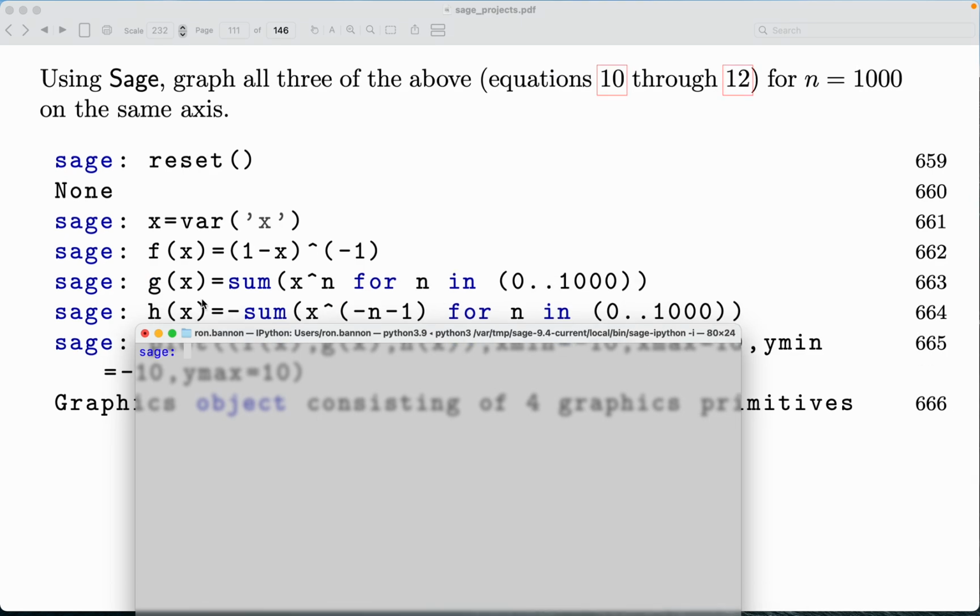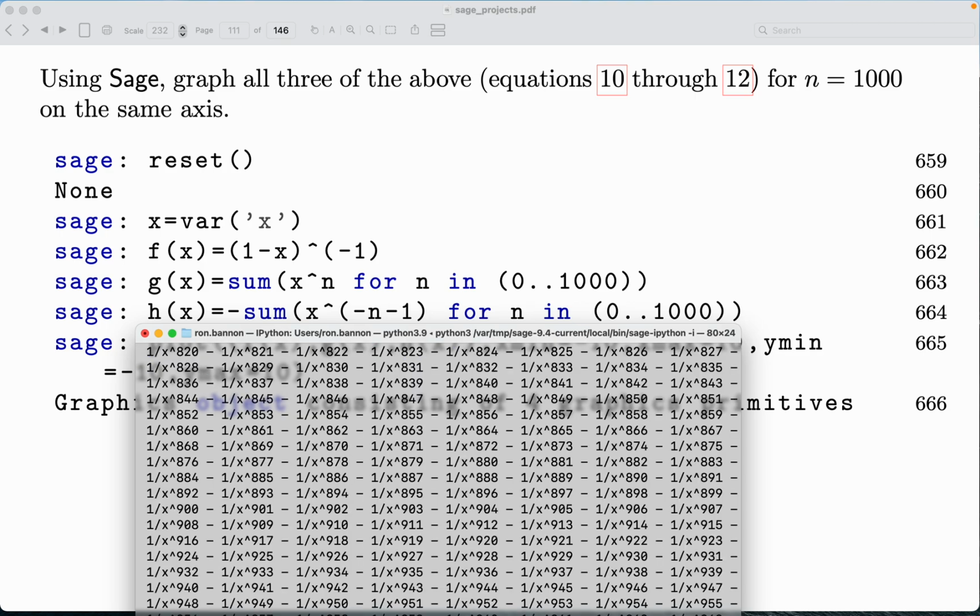All right? And now I'm going to define h of x. I'll do that for you. And h of x is equal to minus the sum of x to the minus n minus 1 for n in 0 to 1,000. Let me hit return. And you could display h of x too, but again, it's kind of unproductive.